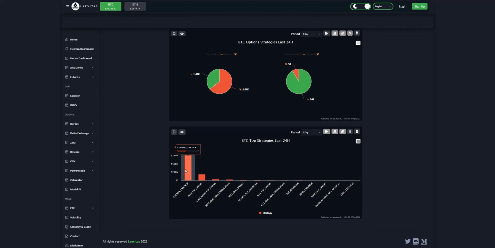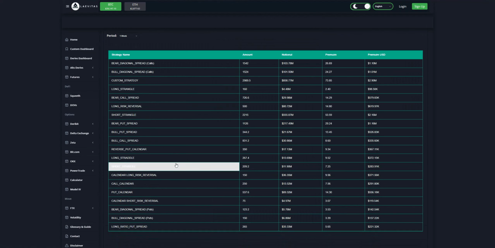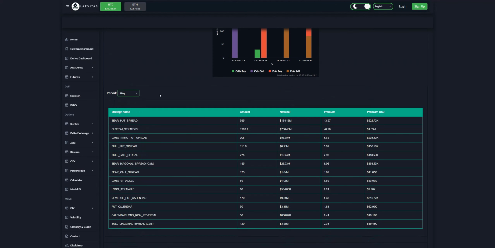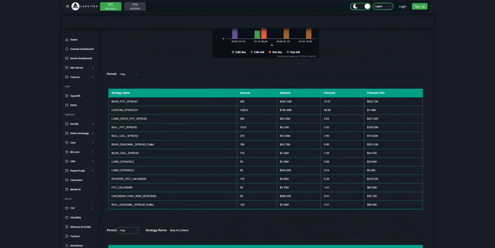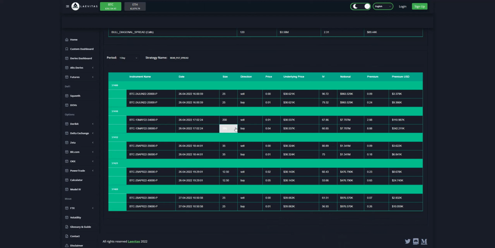Wow, okay, custom strategy 750 million, that's a lot. And bear put spread 180 million. Okay, both are in my scope right now. Let us see. We are talking bear put spread, 500,000, and custom strategy, $1,600,000. That's good. Bear put spread.